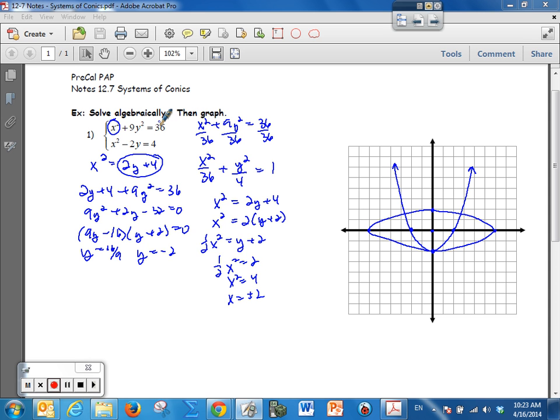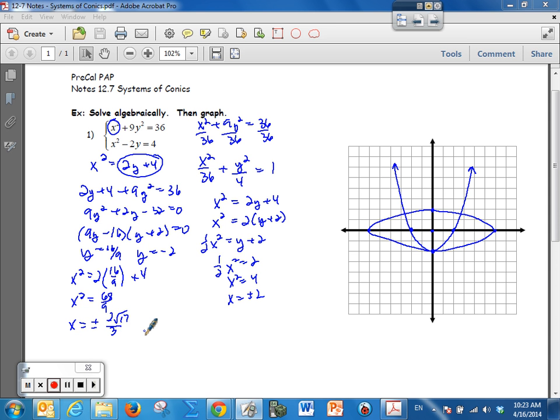So let's see. I'm going to choose this one right here. x squared equals 2 times, and then we'll sub in the y, plus 4. And so that gives me, once I do my arithmetic, x squared equals 68 over 9. And again, do my arithmetic, I get x equals plus or minus 2 root 17 over 3.